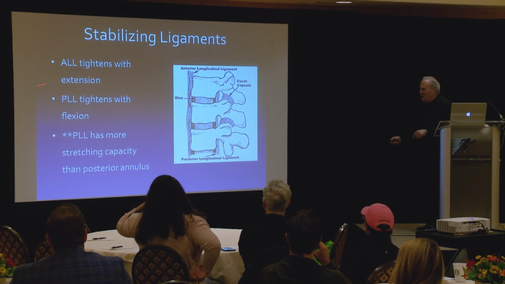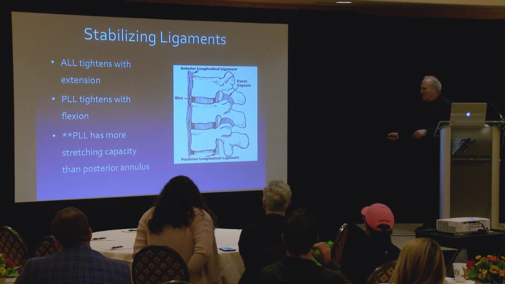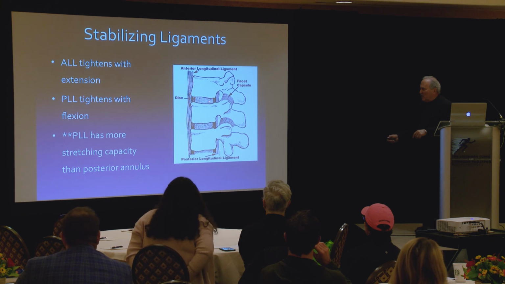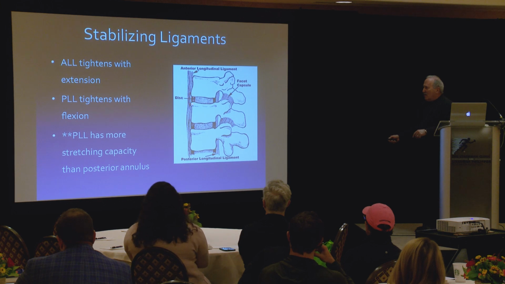The ligaments, the anterior longitudinal ligament right here, tightens with extension, right? Since the center of rotation is here and you bend backward, everything in the front gets stretched. So the ALL stretches, the anterior disc stretches, and compression is pushed backwards.